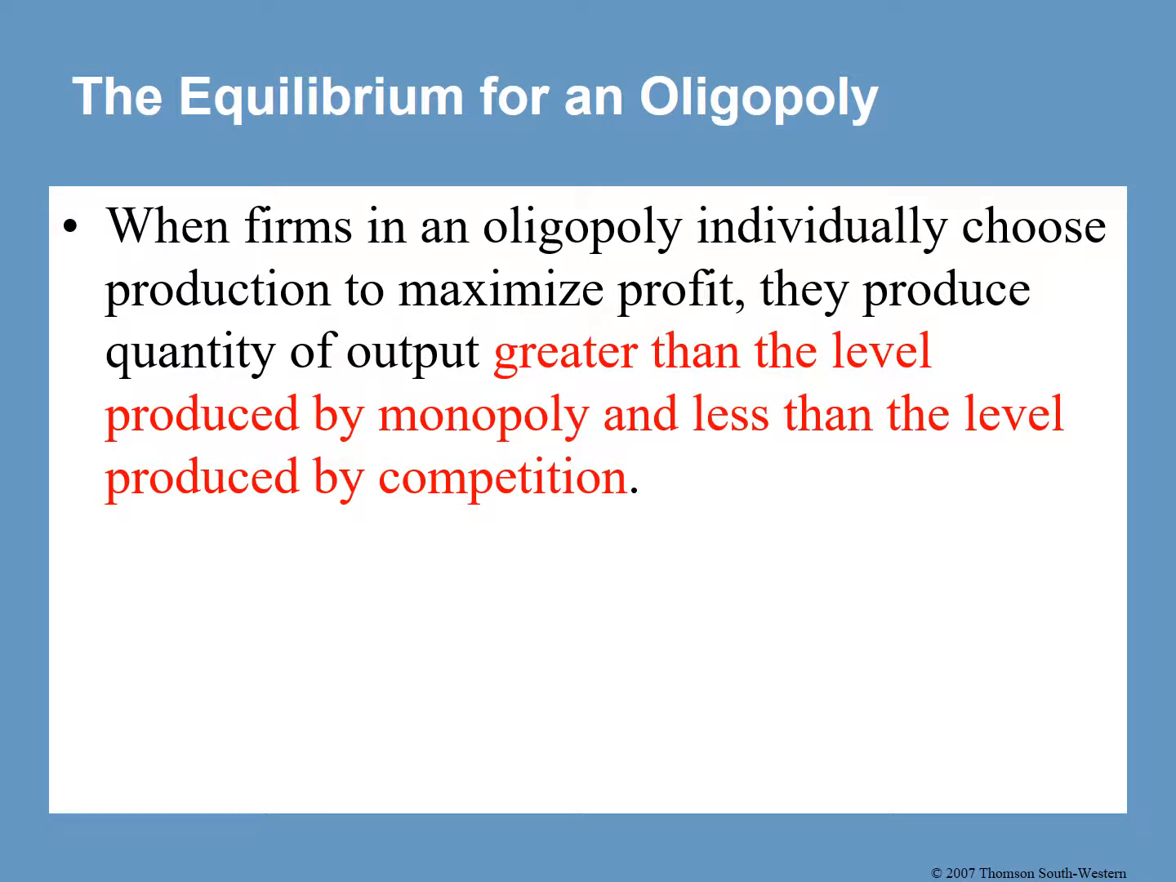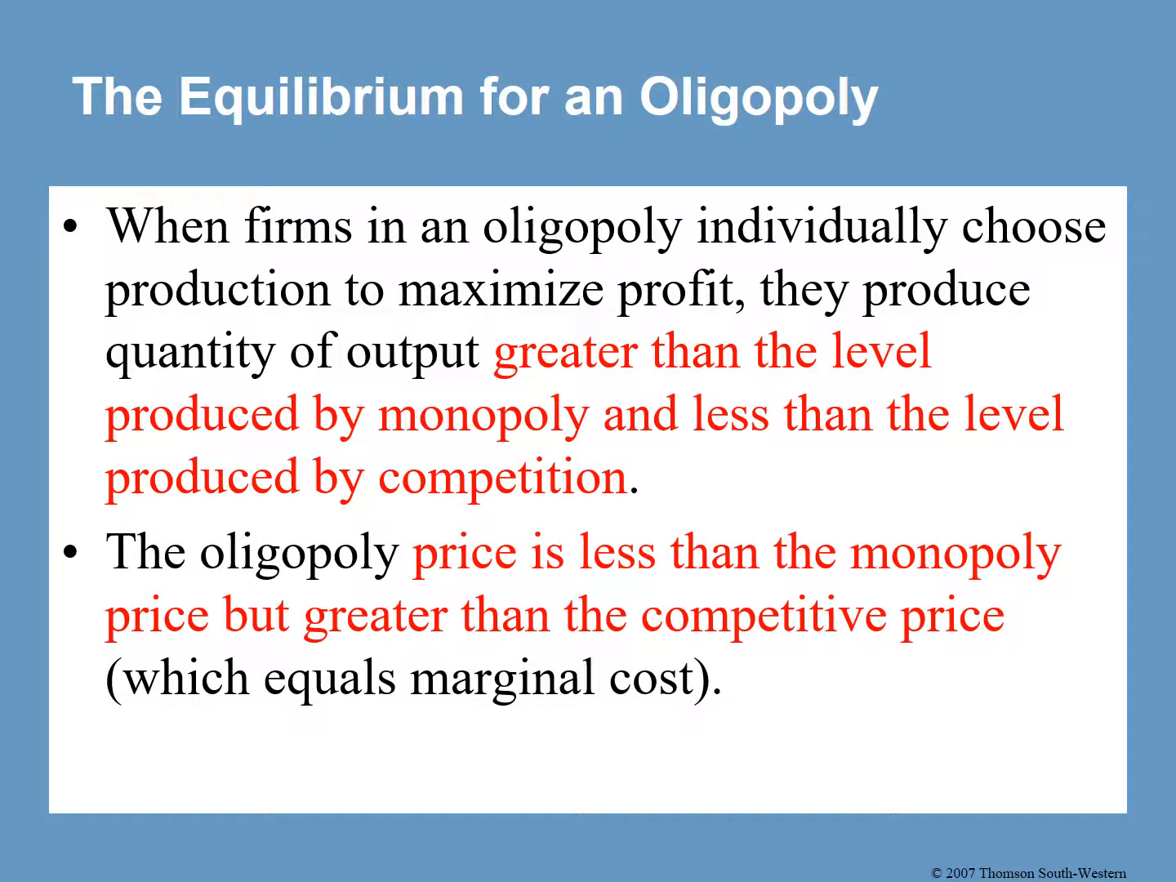Okay, so when firms in an oligopoly choose to maximize their profit, going all the way back to when we were looking at the gallons of water, they'll produce a quantity that is greater, so a higher level, than a monopoly would, but it's going to be less than producing in competition or a perfectly competitive market. The oligopoly price is less than the monopoly, but greater than a competitive price.